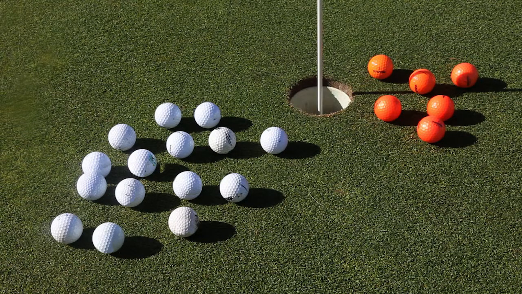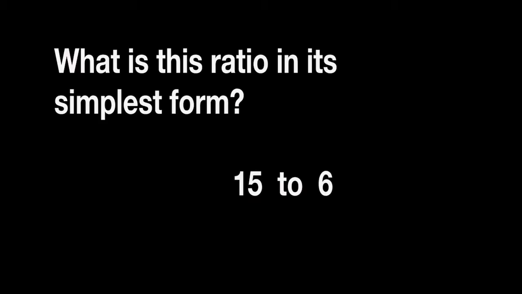Now let's see how we can simplify ratios. There are 15 white golf balls and 6 orange golf balls on this putting green. This can be expressed as the ratio 15 to 6. You decide. What is this ratio in its simplest form?